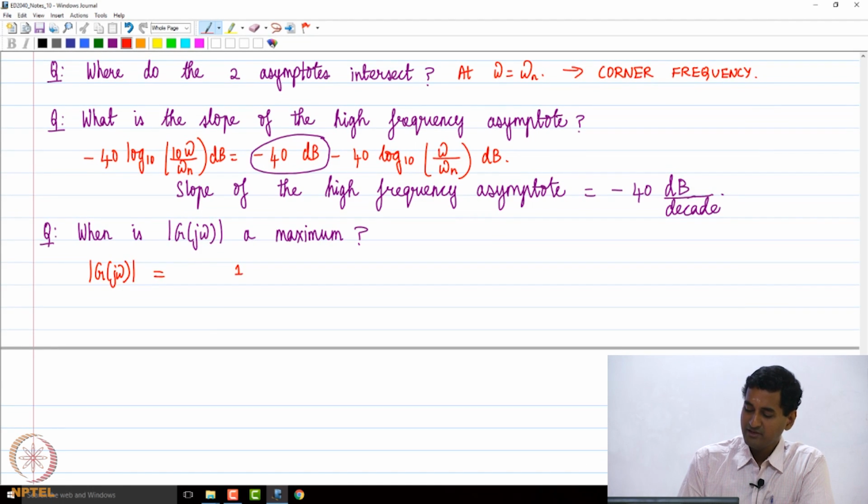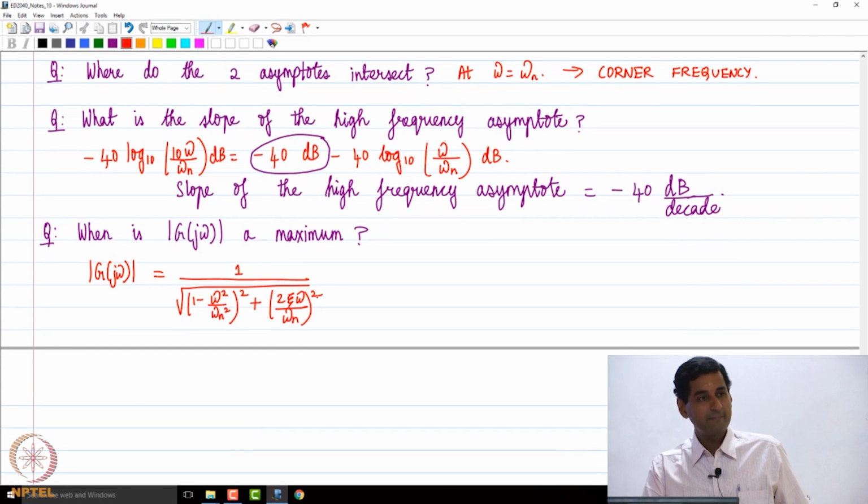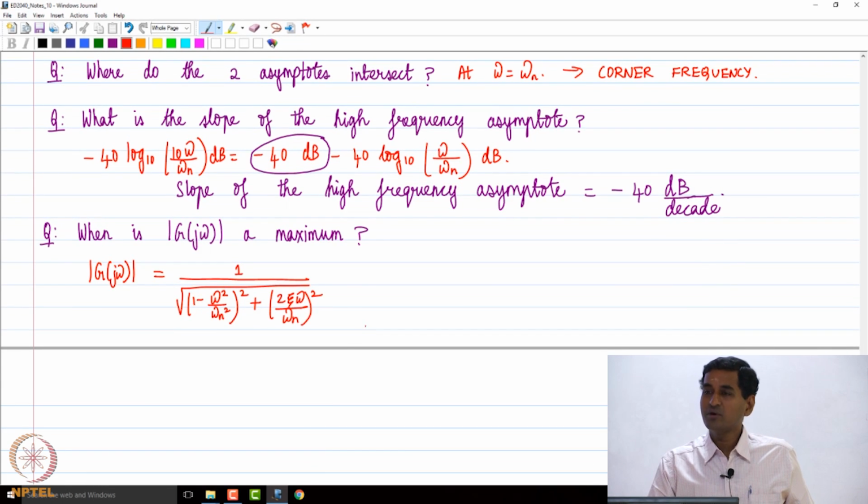It is going to be 1 divided by the square root of (1 minus ω squared by ωn squared) whole squared plus (2ζω by ωn) whole squared. This is the magnitude. Now, when is this going to be a maximum? How can I find out at what frequency this is a maximum? I differentiate, equate it to 0, and then take the second derivative, and figure out where the second derivative is negative for a maximum.